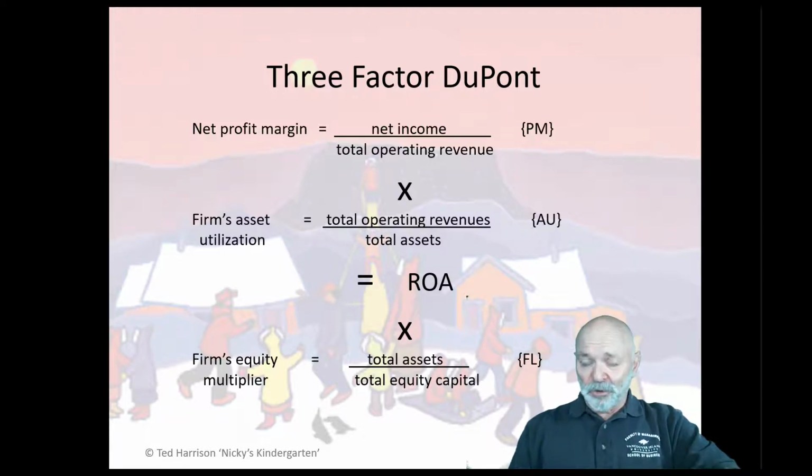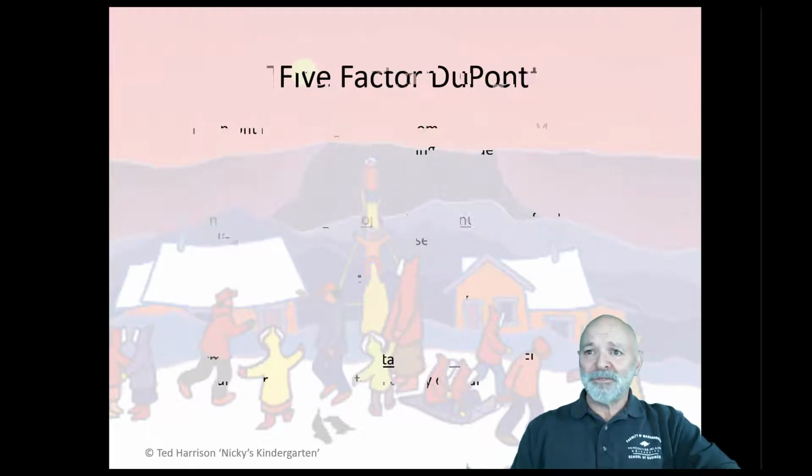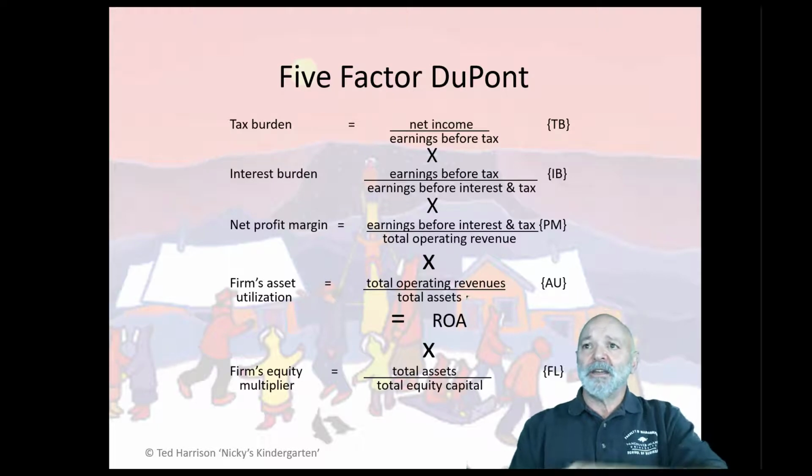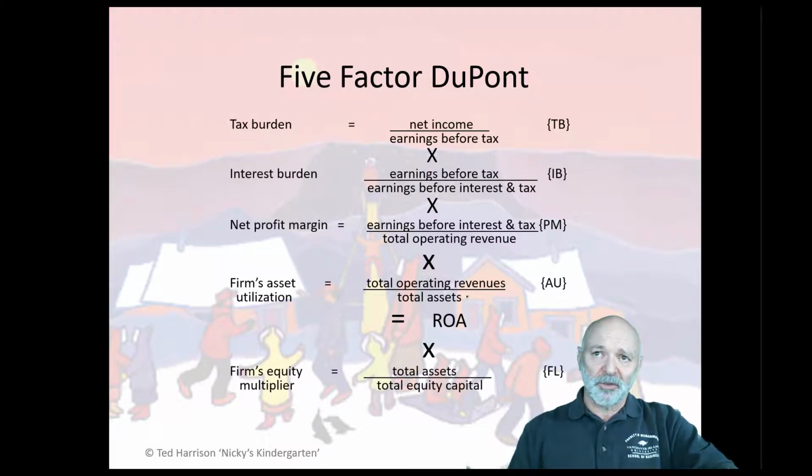The five-factor model, and again, this is not something that you have to worry about on an exam. The five-factor model is essentially a variation on the three-factor with a couple of extra factors added in. We still have the financial leverage, asset utilization, and profit margin, these bottom three items. But we also are going to take a look at the tax burden, and that's net income divided by earnings before tax. If the company has no tax, the net income and the earnings before tax would be exactly the same. So basically, that would be a factor of 1.